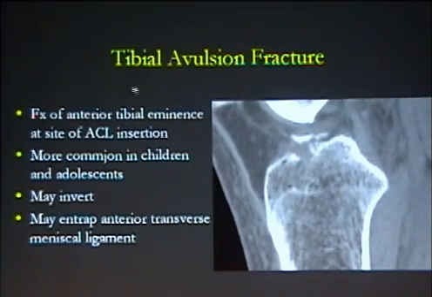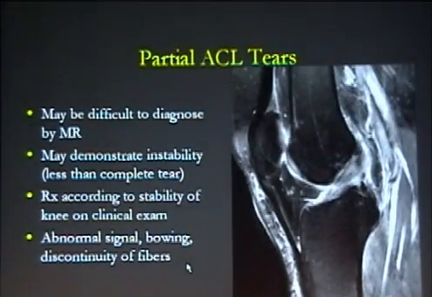Tibial avulsion fractures occur at the anterior tibial eminence at the site of insertion of the ACL. They're more common in children and adolescents than they are in adults. These fracture fragments may invert, so sometimes the fragment will be pulled up and then flipped over. They may entrap the anterior transverse meniscal ligament, especially if they get displaced anteriorly.